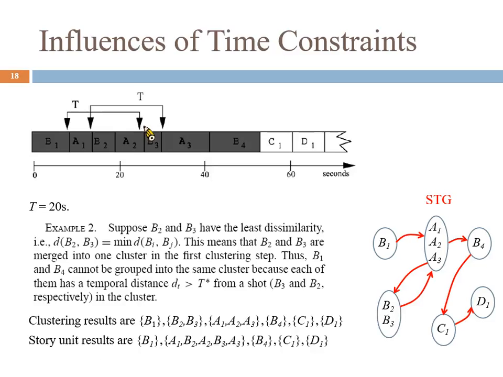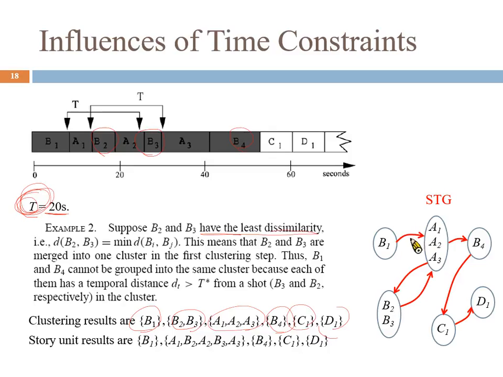But if we also take the time constraint T as 20 seconds, but when we start the clustering process, suppose B2 and B3 have this dissimilarity, so we cluster B2 and B3 together first, and then when we try to cluster B1 into the set of B2 and B3, that will not be possible because of the time constraint T. So the final clustering result would be B1 alone, B2, B3, A1, A2, A3, B4 alone, because the time distance between B4 and B3 is also larger than T, and C1 alone, D1 alone.